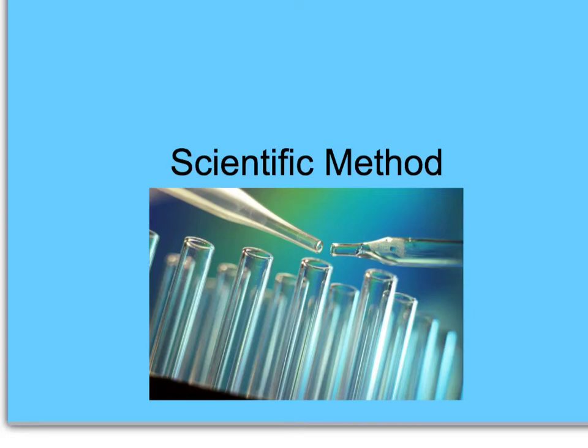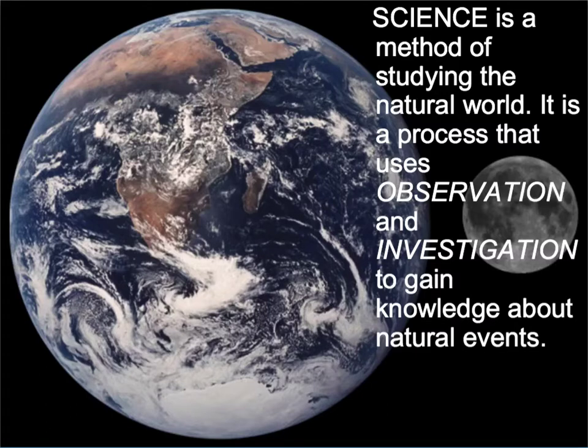This video is going to cover what the scientific method is and why we use it in science. So science is a general term that we use when we're talking about the different methods that we use to study the natural world around us. So in science, we always use observations and investigations to gain more knowledge about the natural events that are occurring.